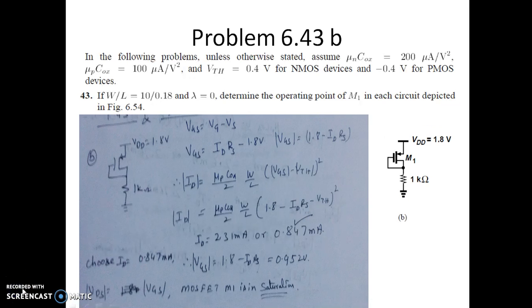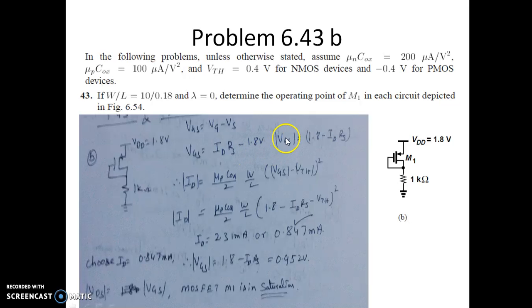I can see this is the B part of the same problem. So we have a different circuit diagram. Now you can see drain and the gate are shorted. So let us actually find out what is VGS. VGS is nothing but VG minus VS, whereas VG, the gate voltage, is nothing but ID into 1K resistance. That's what is written. That is VG minus VS is 1.8.